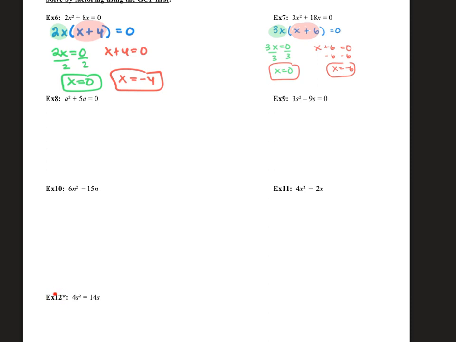If you notice, 12 has an asterisk next to it. There's just an extra step there. So you can try 12 if you want, or when you're done with 8, 9, 10, and 11, you can press play to check your answers, and then I'm going to give you a little hint to try on 12.